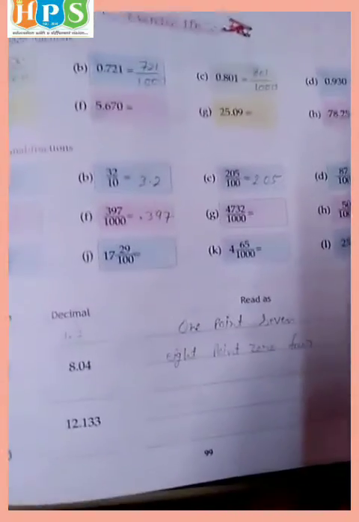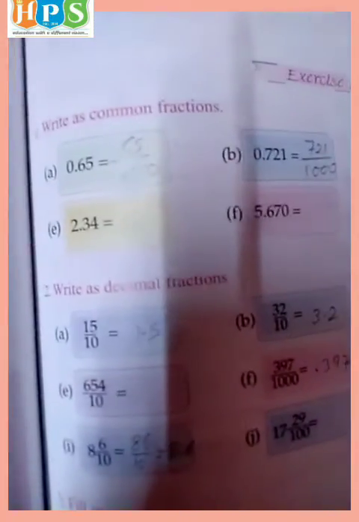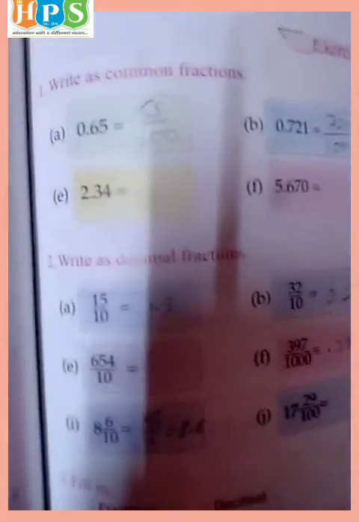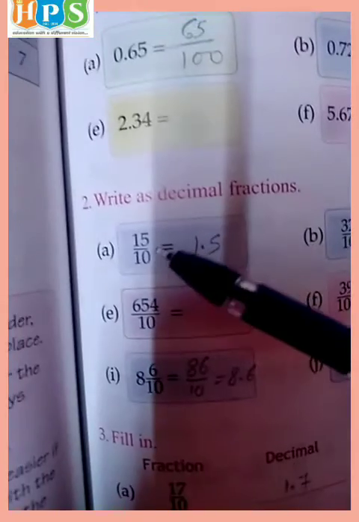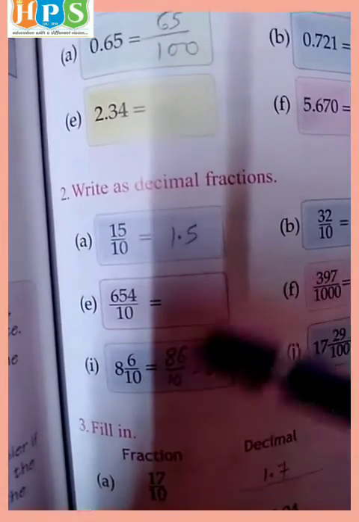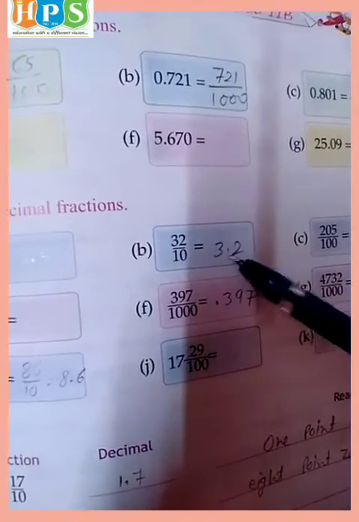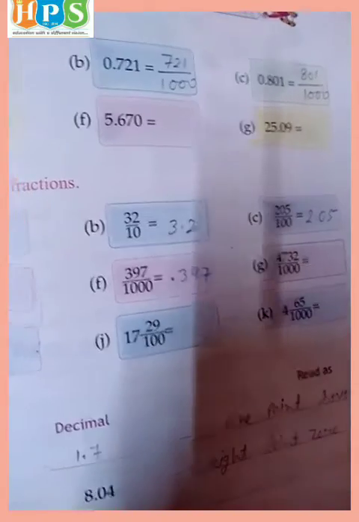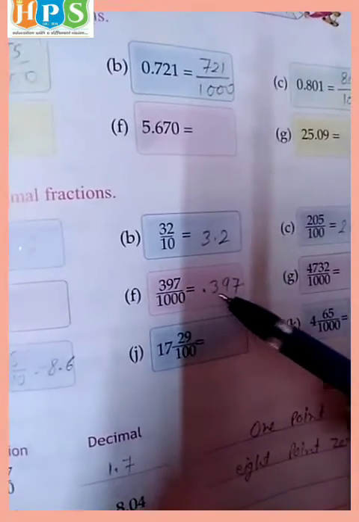Exercise 11b. Write as common fraction. 0.65 is equal to 65 upon 100. Write as decimal fraction. 15 upon 10 is equal to 1.5. 32 upon 10 is equal to 3.2. 397 upon 1000 is equal to 0.397.